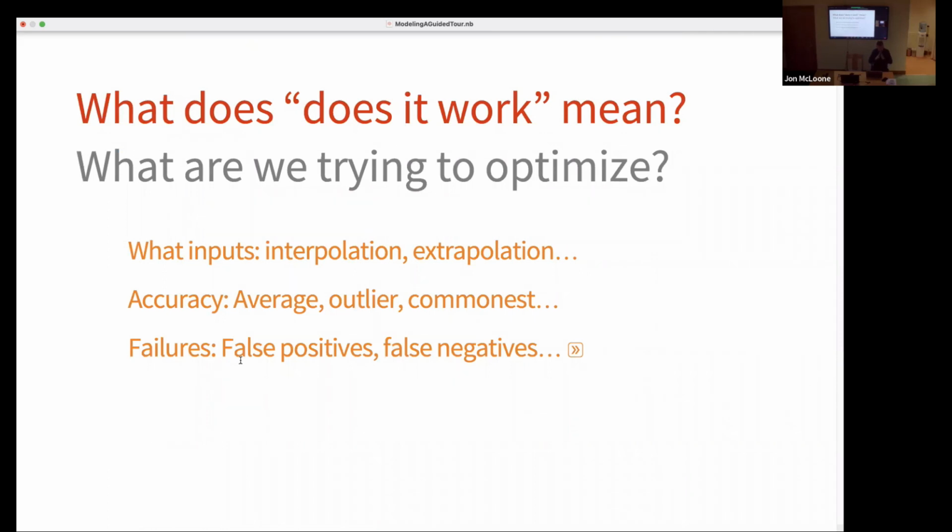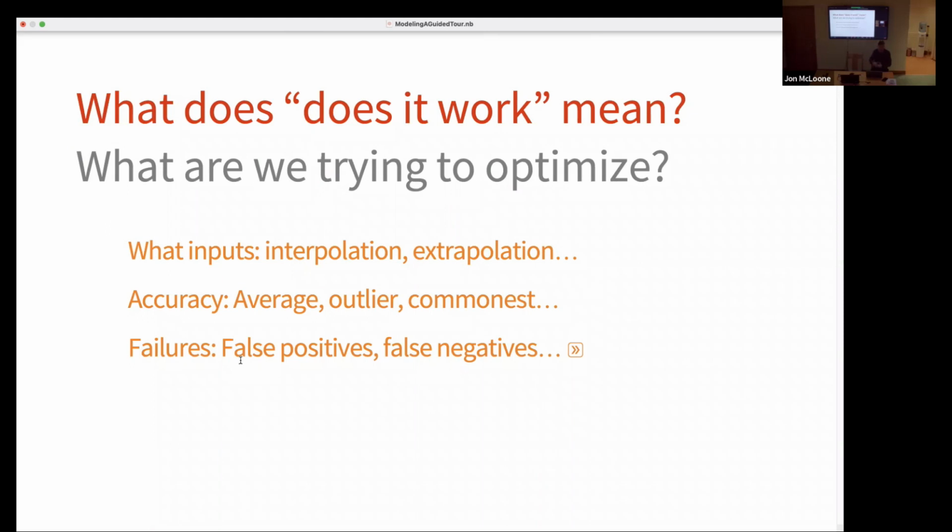But let's take a step back and readdress that question, does it work? Because I kind of rather glibly said, does it work? That's all that matters. What does it even mean to work? What are we actually trying to optimize? So are we trying to optimize every possible input we could put in and be as accurate as possible over that? Or do we only care about inputs in a certain range? Are we only interpolating or extrapolating? And when we talk about the accuracy, where do we want it to be accurate?